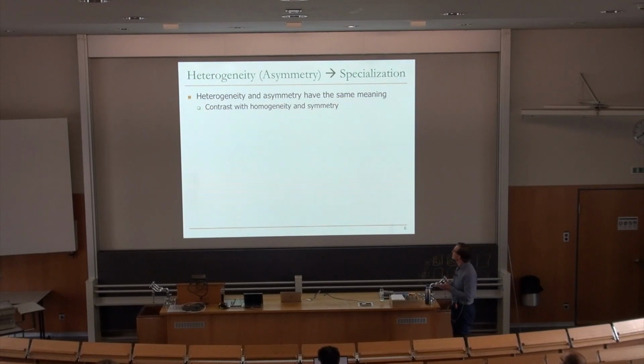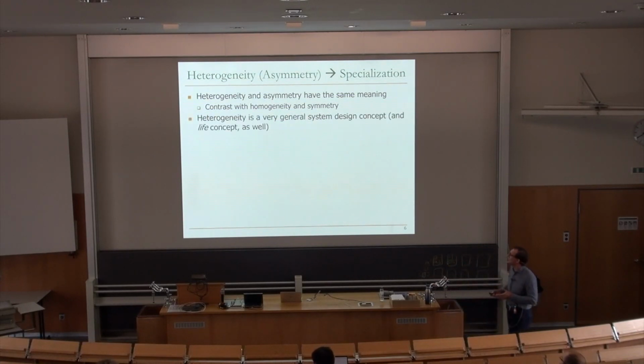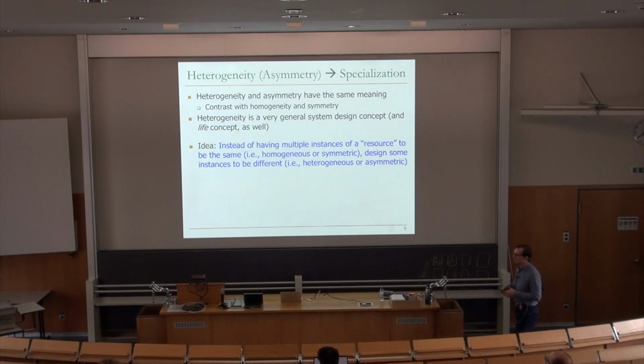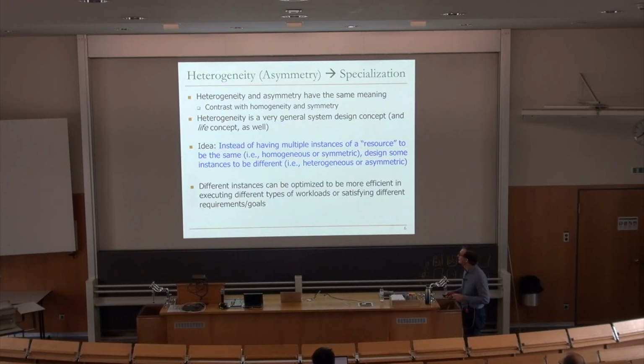Contrast this with homogeneity and symmetry. Everything is the same, basically. It's a very general system design concept and a life concept as well. The basic idea is, instead of having multiple instances of a resource to be the same, or homogeneous or symmetric, design some instances to be different, or maybe all instances to be different, right? They're all heterogeneous or asymmetric.